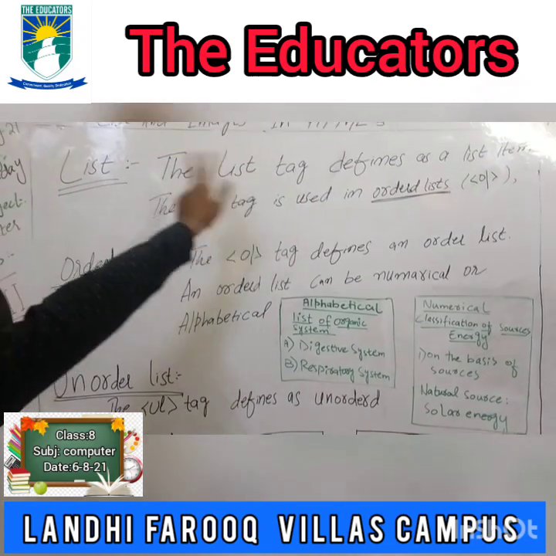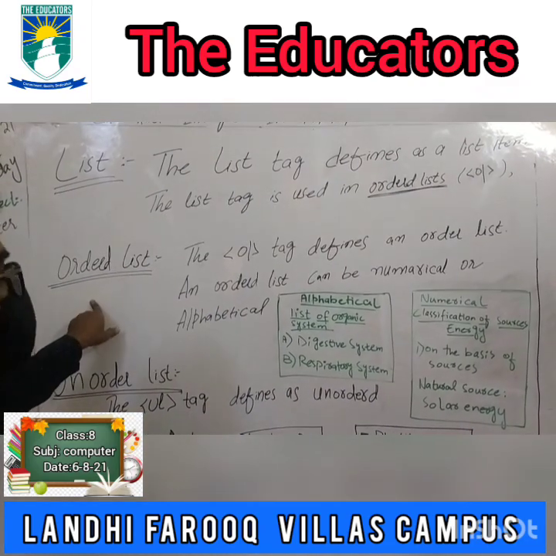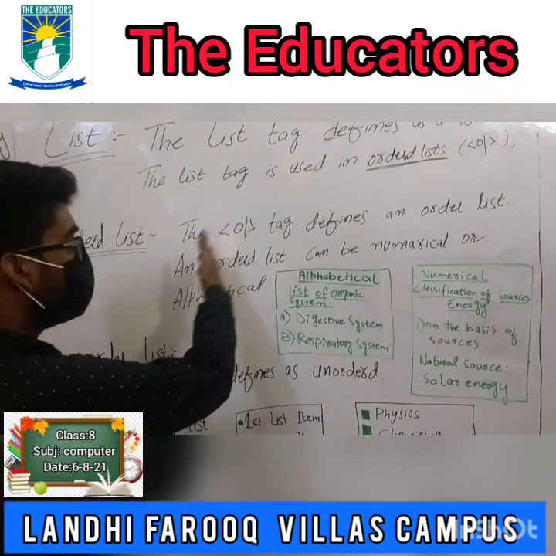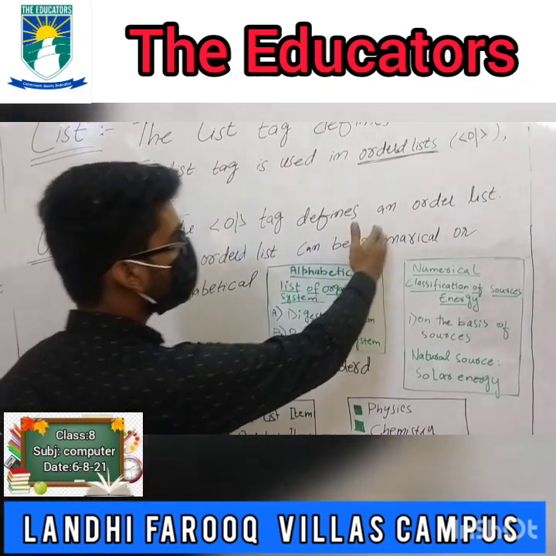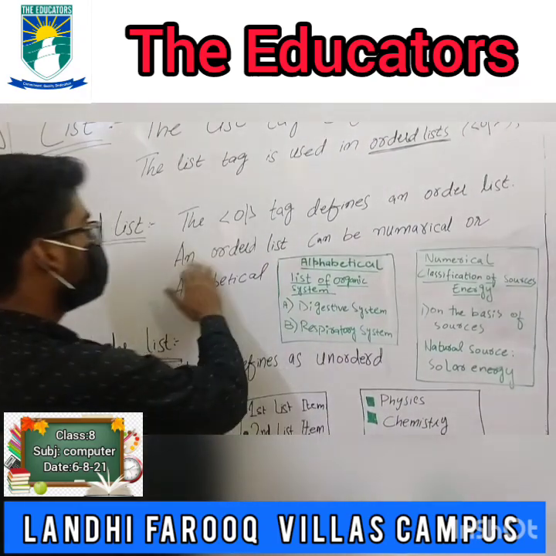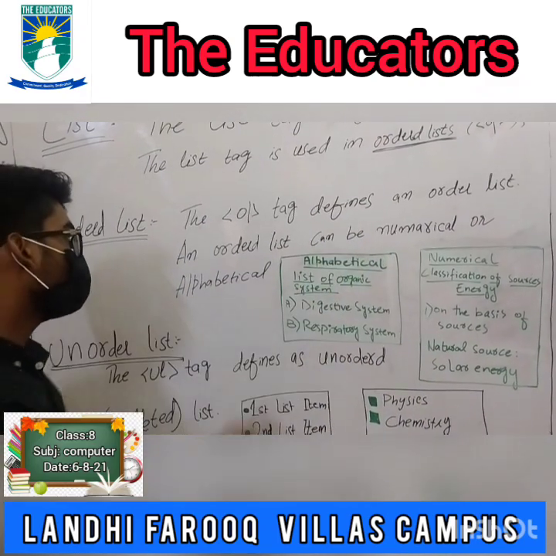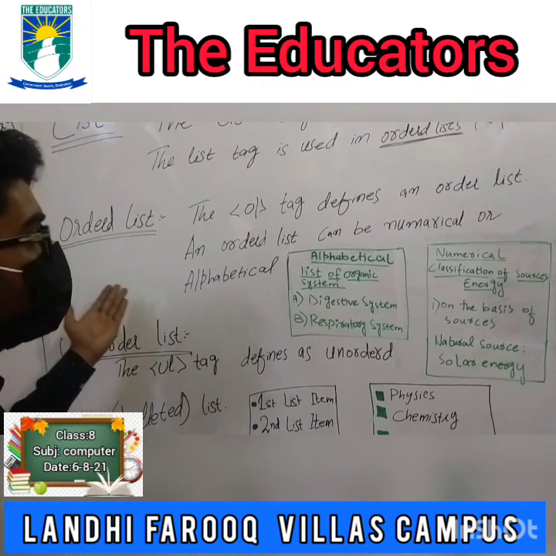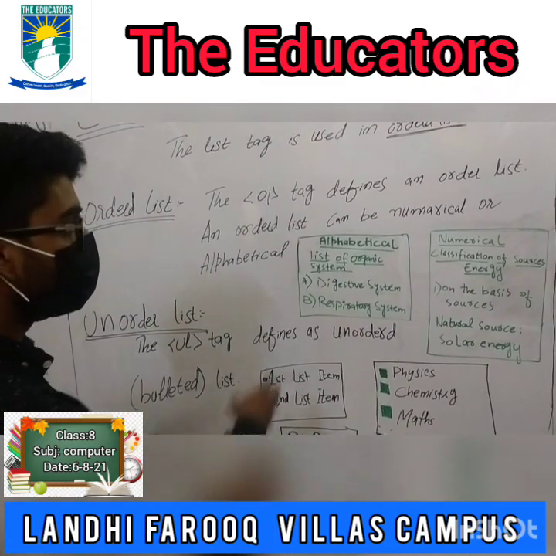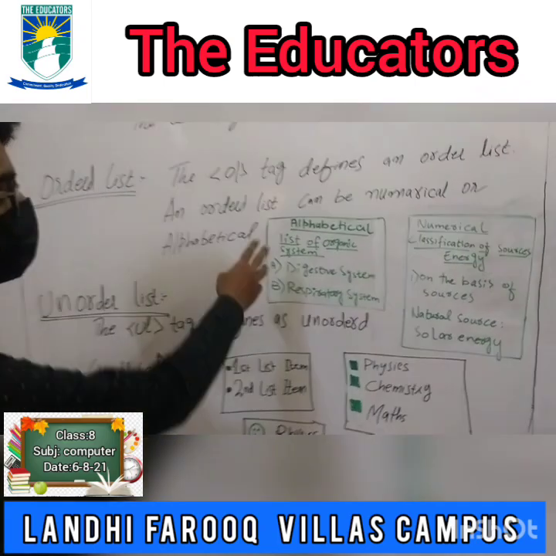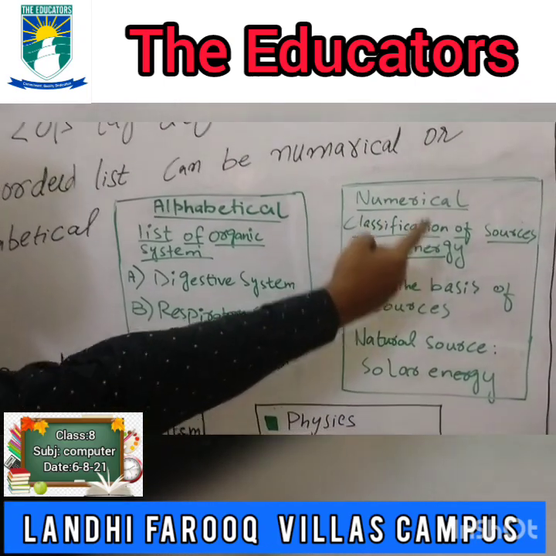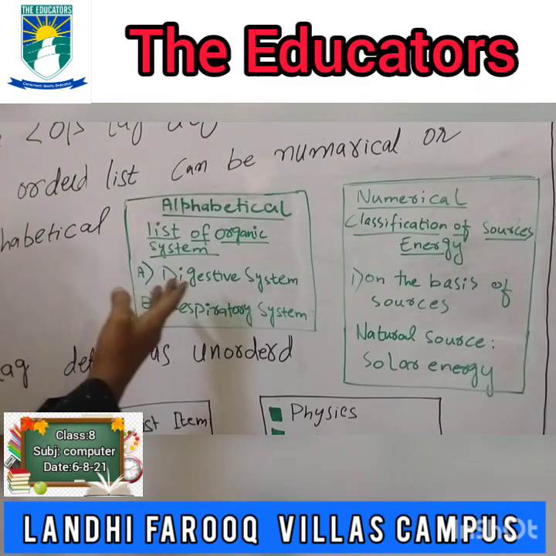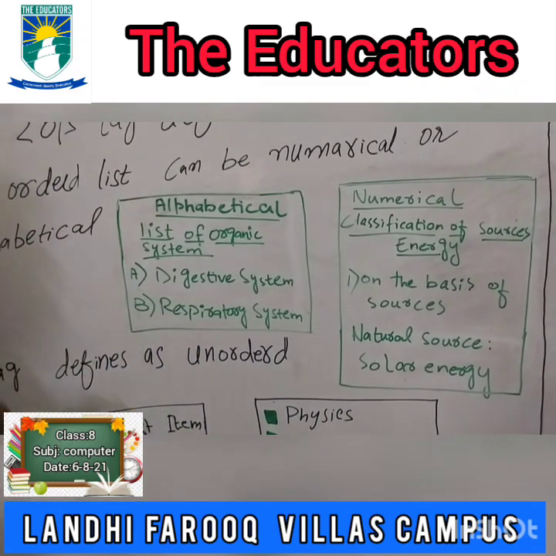The list is clear. The first type is the ordered list, and we define the ordered list. The ordered list tag defines an ordered list, and it can be numerical or alphabetical. Basically, the ordered list has two examples. First is the alphabetical example, and second is the numerical example. We discuss the alphabetical example first.